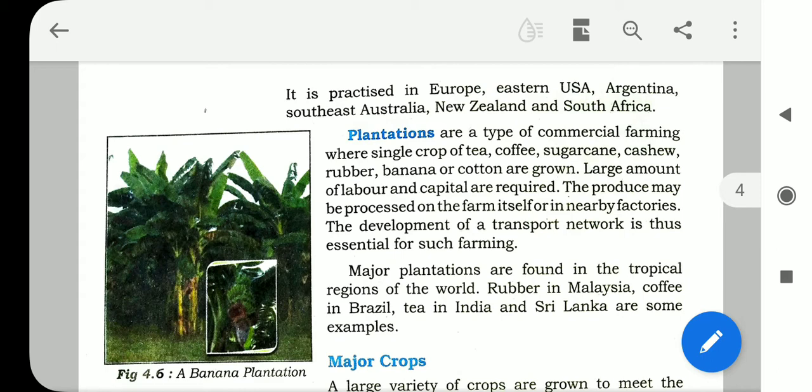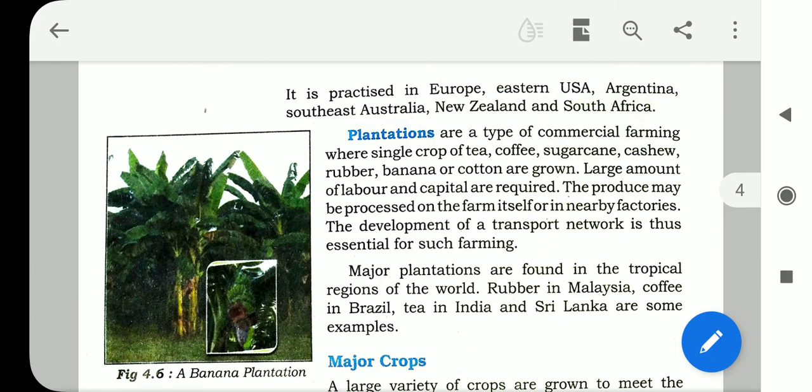The produce may be processed on the farm itself. So you see, near the tea estate and near the farm, factories are located, and the products are processed in nearby factories. The development of a transport network is thus essential for such farming. Transport and communication are very essential to send these products from one place to another. The transport network is very essential in plantation farming.